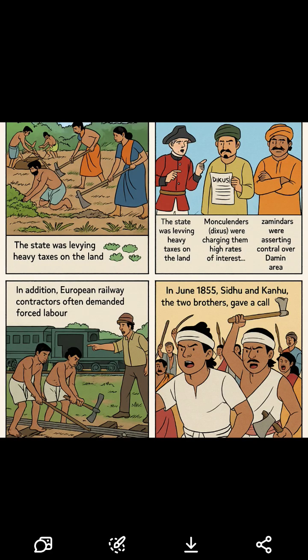Aftermath and impact. Even though the rebellion failed, it shook the British government. To calm the Santhals, the British created a separate district called Santhal Parganas. This allowed Santhals to have some control over their lives and land.